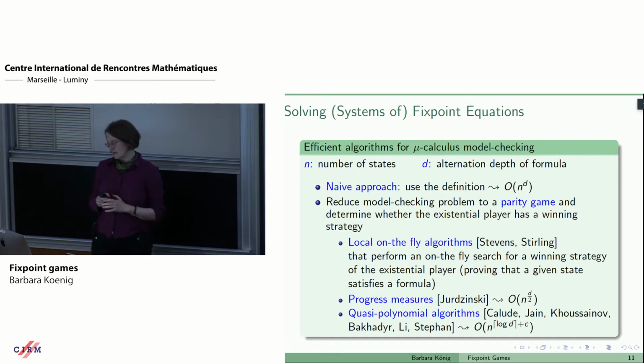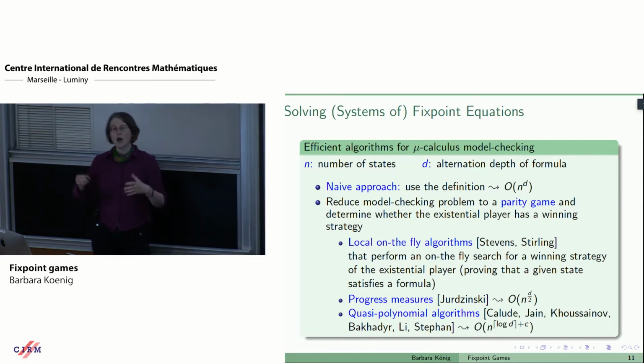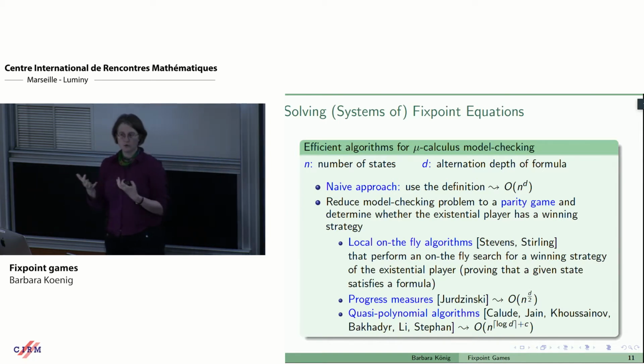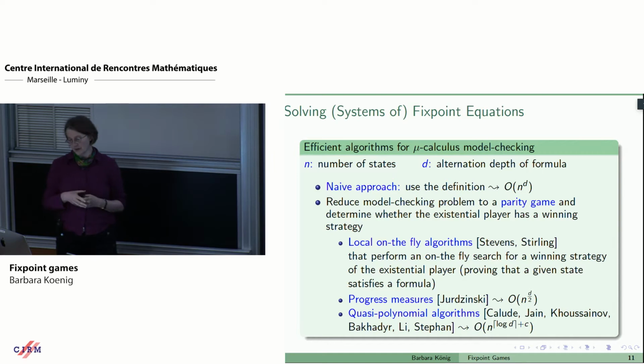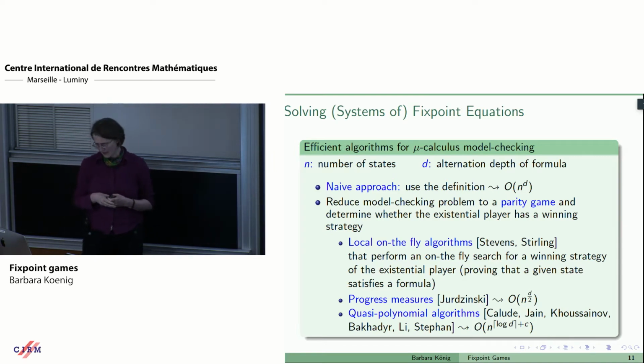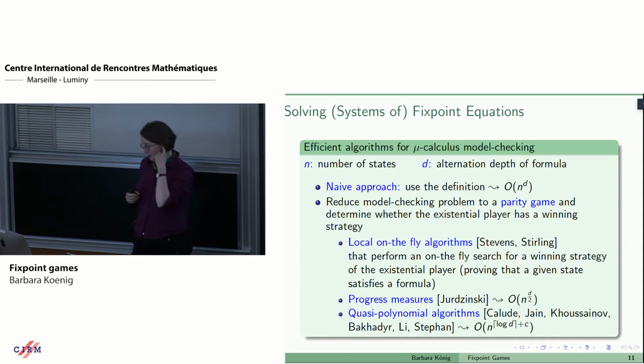Okay, now let's recap the state of the art in mu calculus model checking. Very often, and that's also the approach that I will be taking, you take one of these mu calculus formulas and transform it into a parity game. Then for the parity game, it's more straightforward to check whether a state satisfies a certain formula, to do the model checking. Now assume that n is the number of states and d is the alternation depth of the formula, so the alternation of least and greatest fixed points.